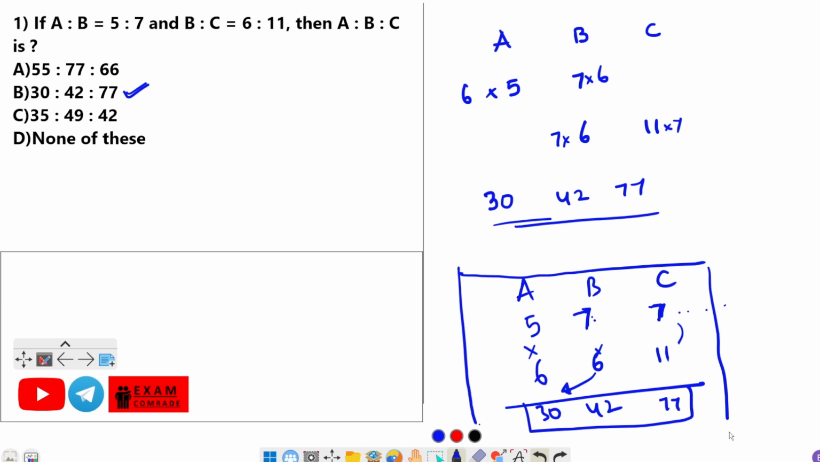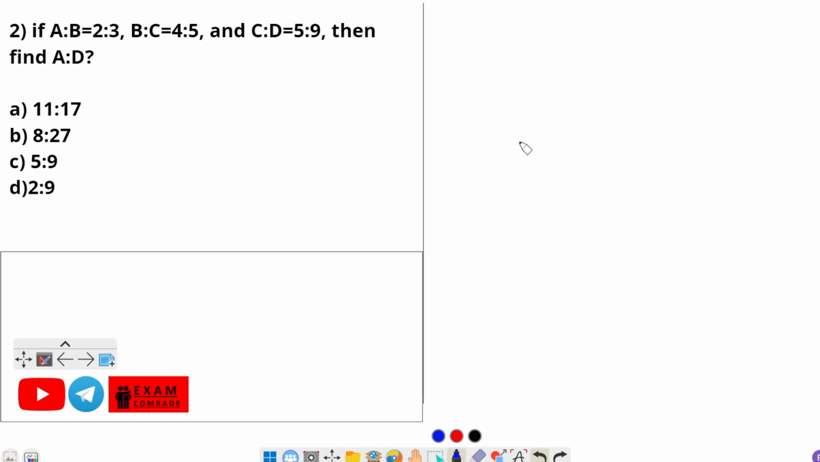Okay, next question. Okay, let's see here. A is to B is given as 2 is to 3, B is to C is given as 4 is to 5, C is to D is given as 5 is to 9. Okay, in the previous question I told how to do these things.